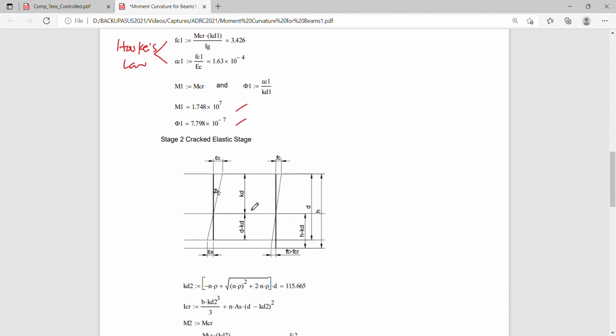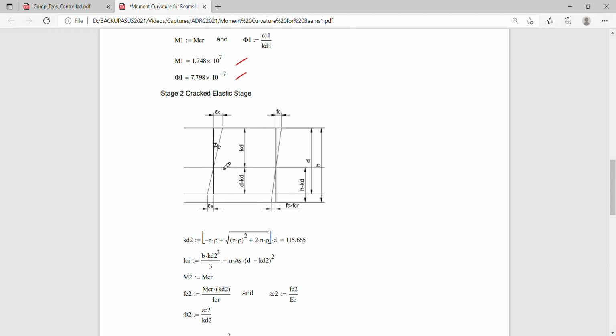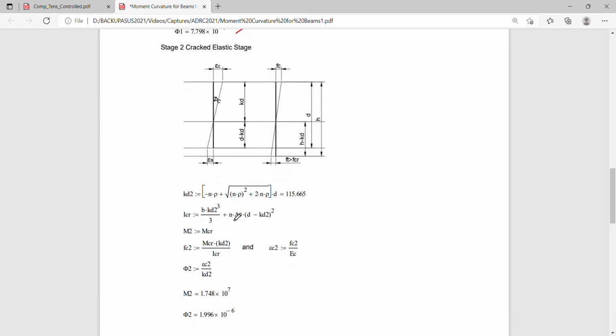So for stage 2, the cracked elastic stage, the same case is done, no? The only difference is that we have a kd2 now available for us. And the section is now a cracked section, but still we are on the elastic stage. The determination of the location of the neutral axis, kd2, can be simply evaluated using the formula we have derived in the previous lecture, which is this one. Your moment of inertia now will no longer be Ig or Iu, but rather it will be Icr. And we have again another limit for M2, which is Mcr on the cracked elastic stage.